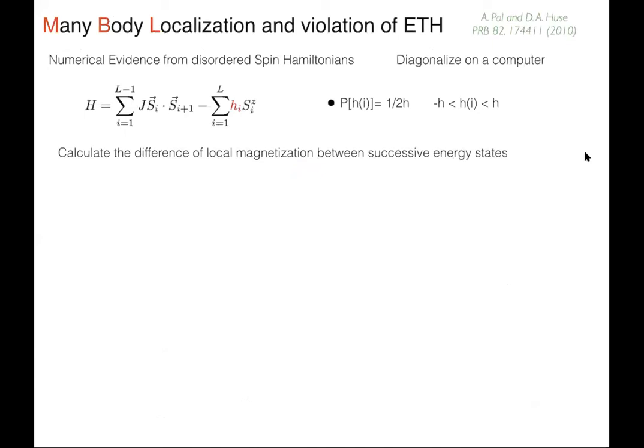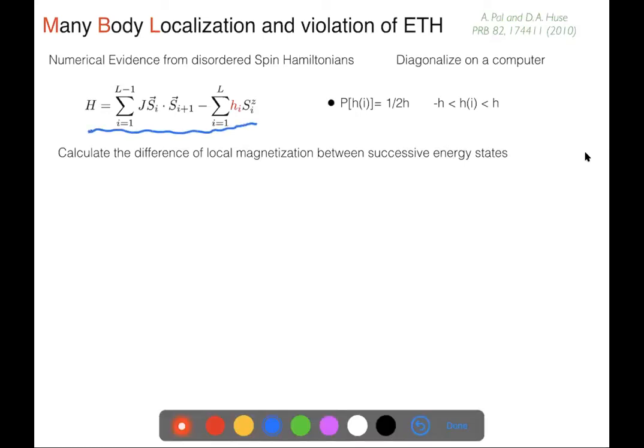So what happened? I'm going back to one of the early papers, which was by Arijit Pal and David Huse in 2010. What they did was they provided numerical evidence. They took a one-dimensional Hamiltonian, the kind of Hamiltonian that I wrote down, J times S_i dot S_{i+1}, which is a Heisenberg Hamiltonian.